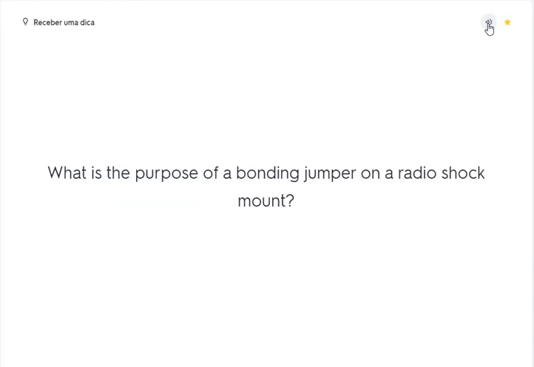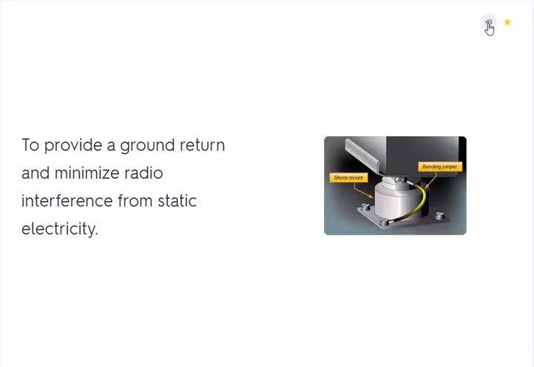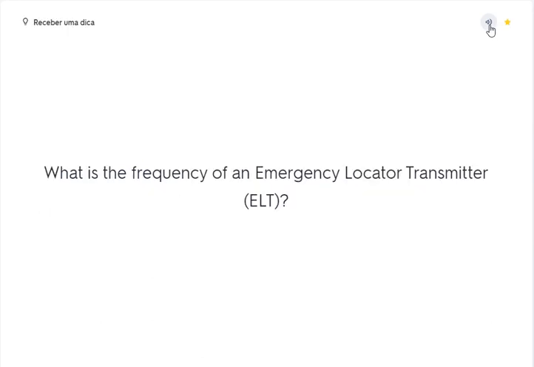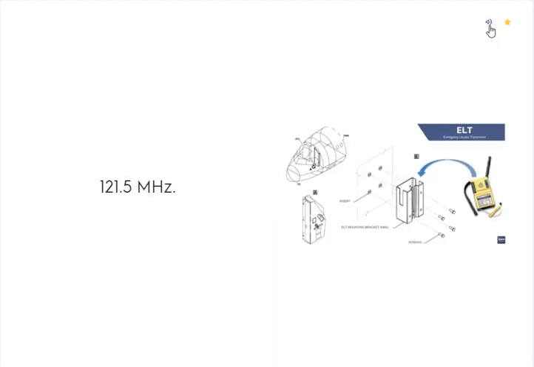What is the purpose of a bonding jumper on a radio shock mount? To provide a ground return and minimize radio interference from static electricity. What is the frequency of an emergency locator transmitter? 121.5 MHz.